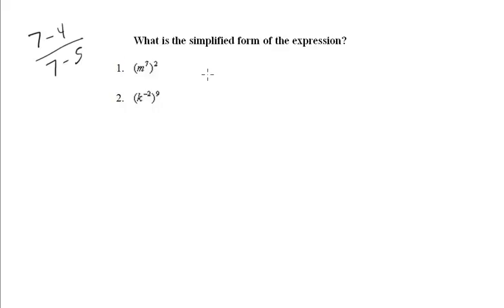What is the simplified form of the expression? Well, we're going to do these two. Hopefully by now we realize that we're taking a power raised to a power, so all we're going to do is multiply those. So we get m to the 14th power. That's it for that one.